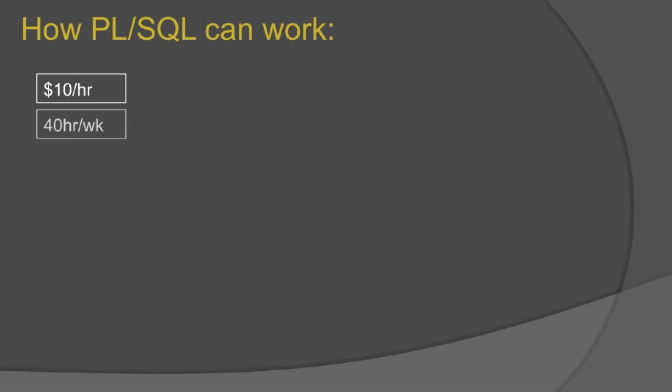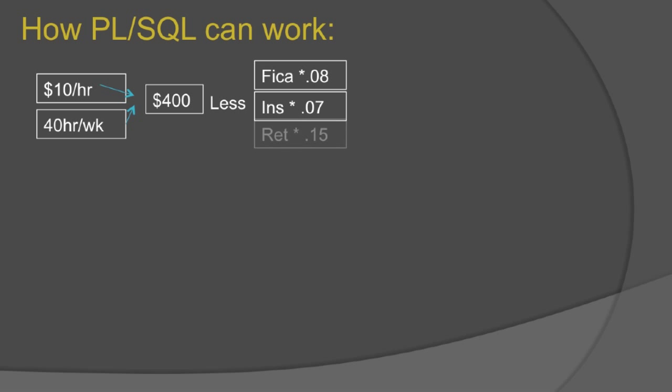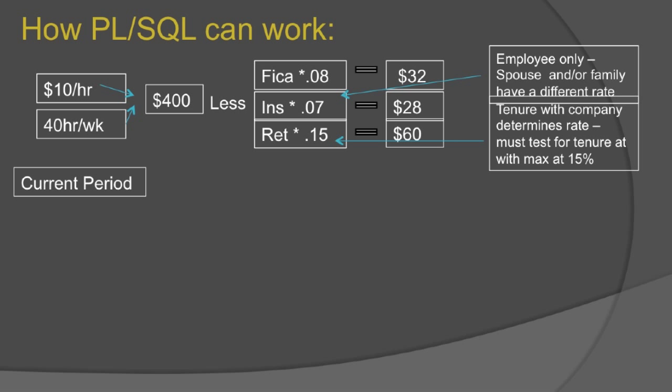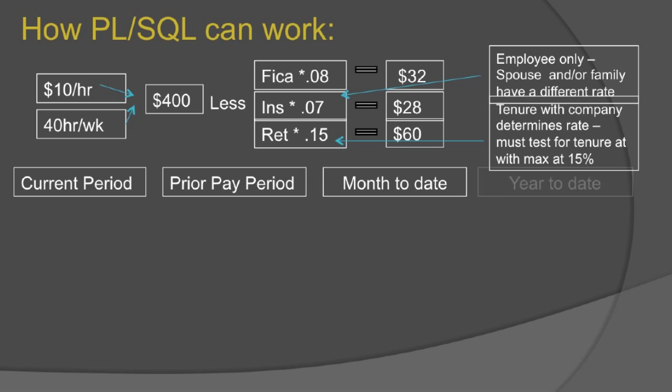So you have $10 an hour, you have 40 hours. Now that's going to give you $400. Now, as we all know, there will be FICA, retirement, insurance. So now that you have these items, we're going to have to figure out some way to hold these things. Now, stop and think. Every pay period has a current period, a prior period, month to date, and of course, year to date.